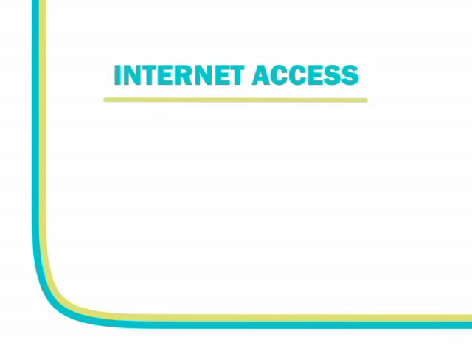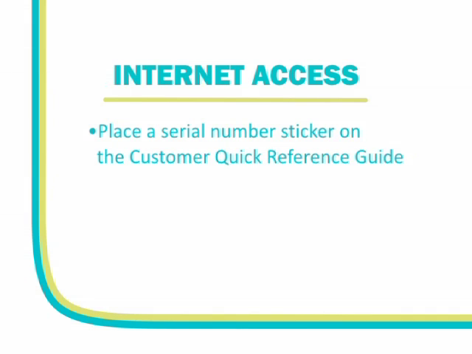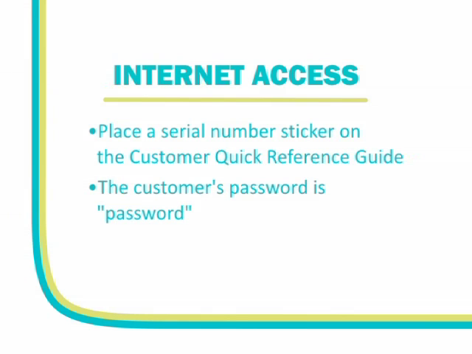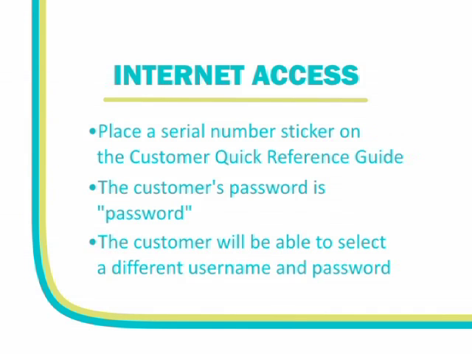Show the customer the information on how to access their smart thermostat temperature settings using the Internet. Place a serial number sticker from the smart thermostat on the Customer Quick Reference Guide on the username line. The customer's password is password. Explain that this information will need to be entered on the website in order to access their smart thermostat controls. Also, explain to the customer that once logged in, they will be able to select a different username and password. Suggest that they write that information on the Customer Quick Reference Guide.